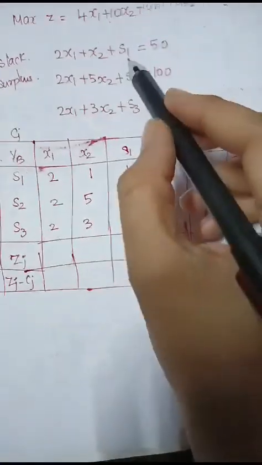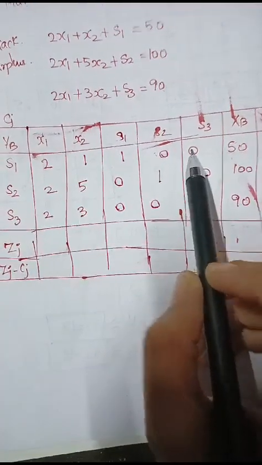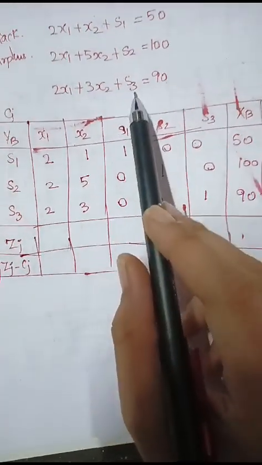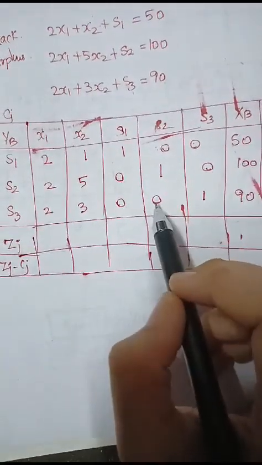Here only the slack variable s1 is there, so I have put the s2 and s3 values as 0. Here s2 only is there, so s1 and s3 will be 0. Here s3 is there, so s1 and s2 will be 0.